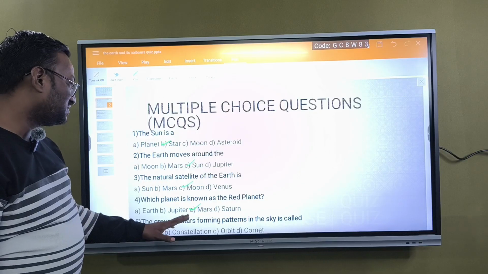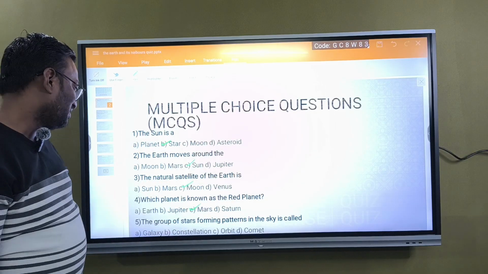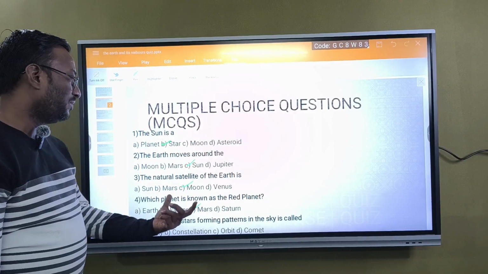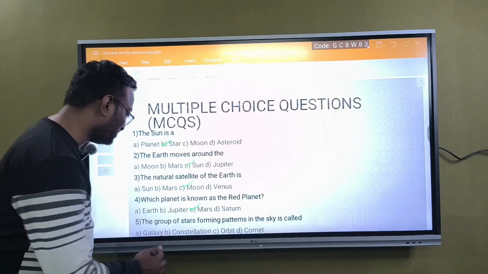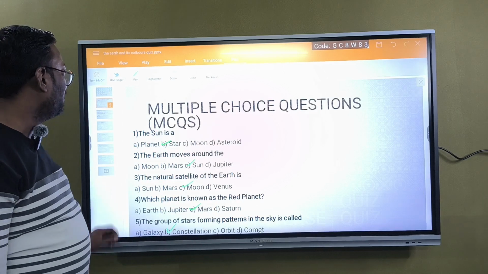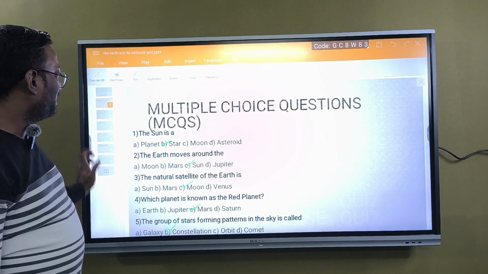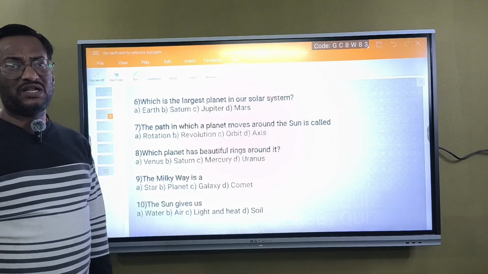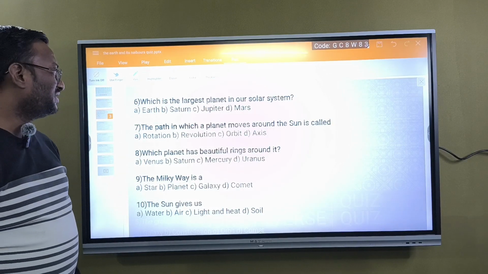The group of stars forming patterns in the sky is called dash. A group of stars forms patterns, and those patterns we call a constellation. It's not galaxy, not orbit, and not a comet. Next, go for the next bits. See now, pause it and do it.